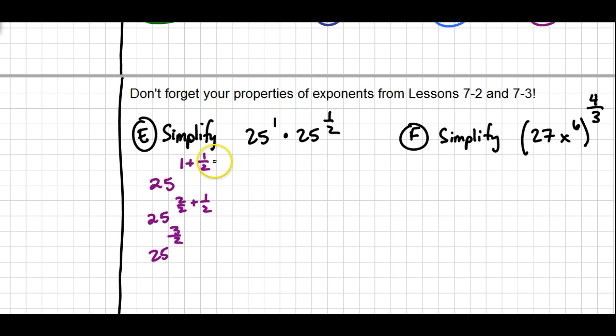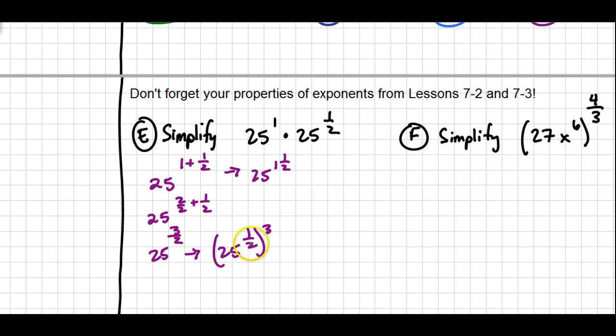Some students say here that it would be fine just to leave it as 25 to the 1 and 1/2. While that is correct, there is no way for us to simplify that, so it's better for us to write it as an improper fraction. Because now we can do 25 to the 1/2 and then to the 3. We take that 3/2, rip the 3 off, do that later, and deal with the 1/2.